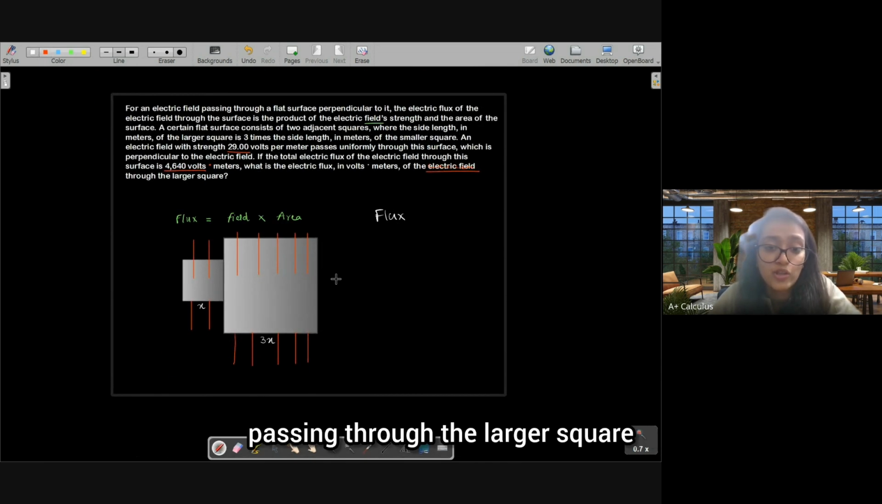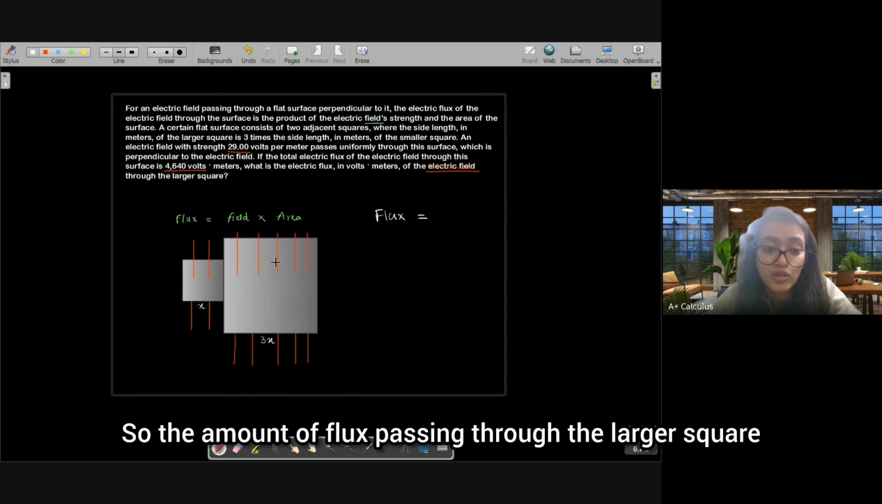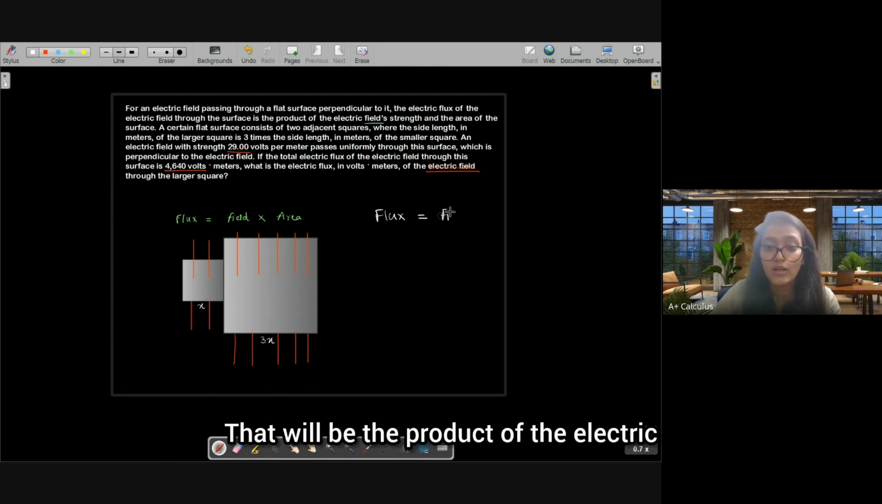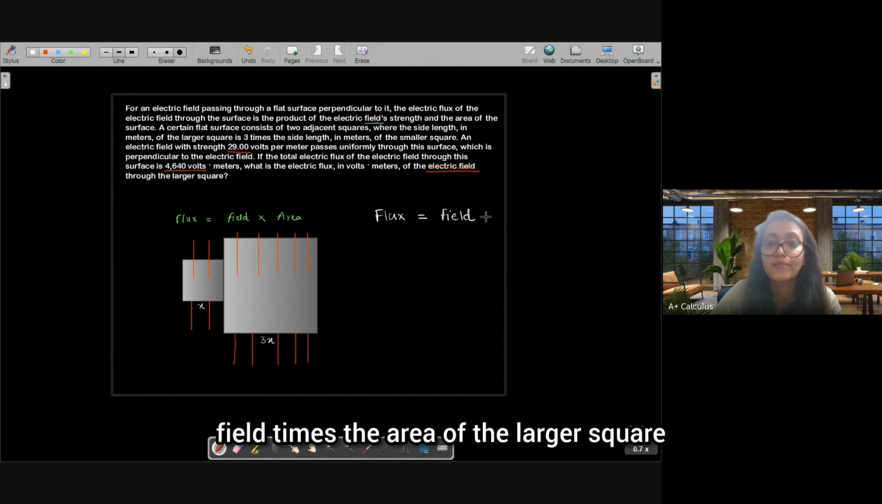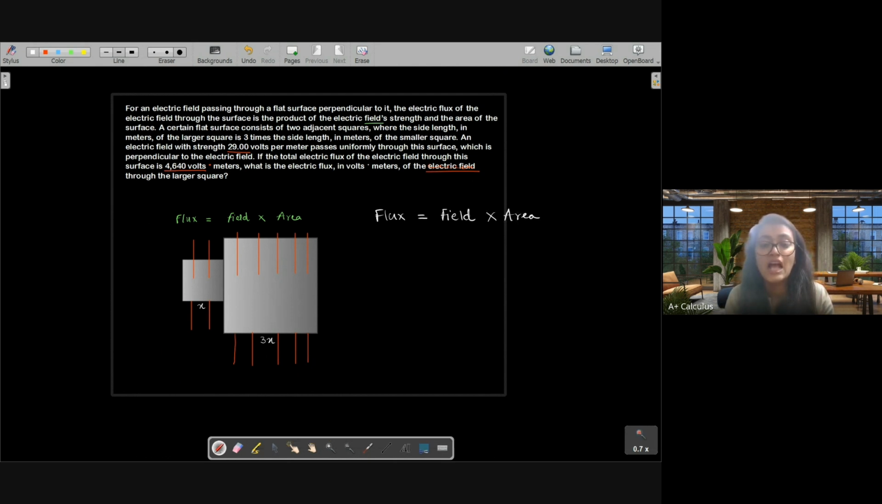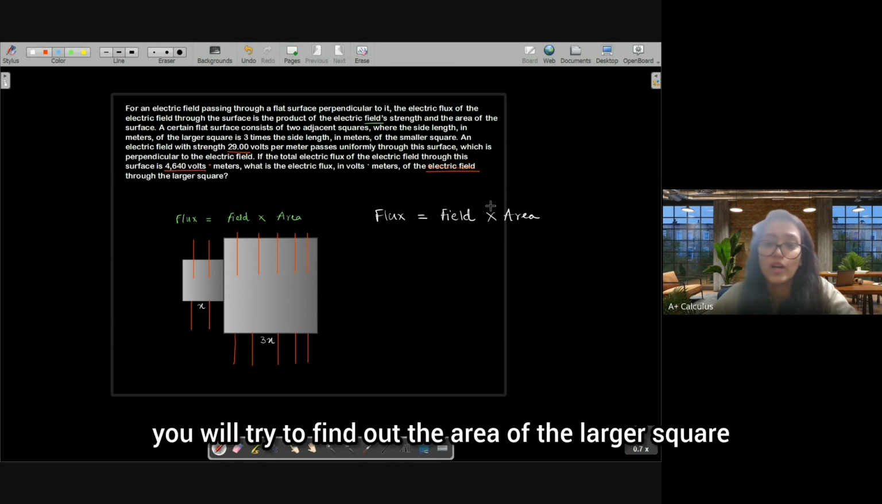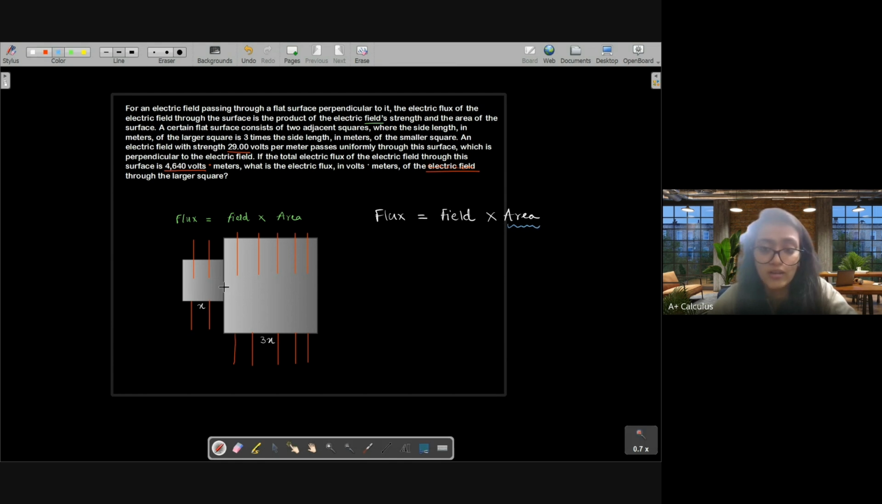passing through the larger square. So the amount of flux passing through the larger square, first identify what will be that. That will be the product of the electric field times the area of the larger square. That's what you need to do first. Now there are 2 ways that you can do this question. First, I'll tell you the harder way. The harder way is you will try to find out the area of the larger square. Okay, that's the harder way.